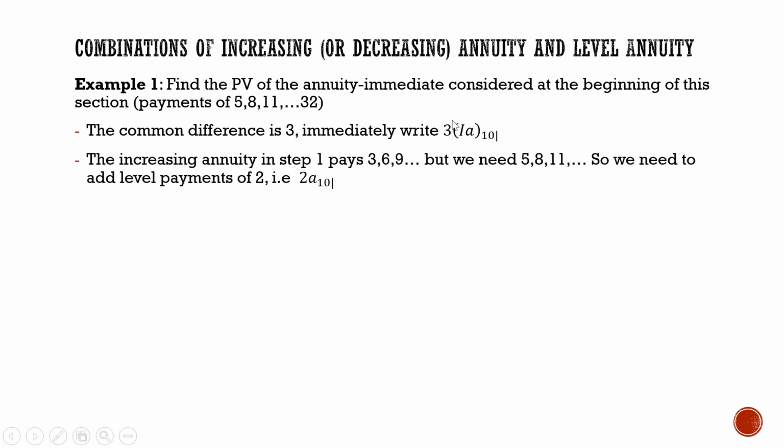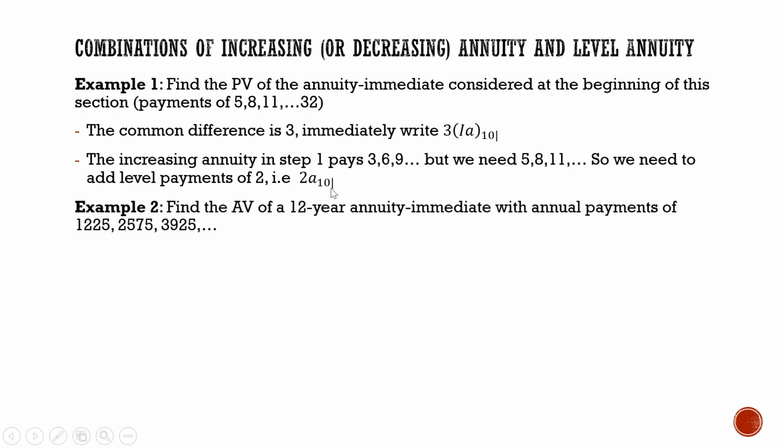This common difference makes the first payment only 3. So we have 3, 6, 9 as the corresponding annuity for 3 I-A-10. But we need 5, 8, 11, so each payment we have to add 2 in addition. So we write out another term, the level payment of 2, so 2 A-10. So the present value is basically 3 I-A-10 plus 2 A-10.